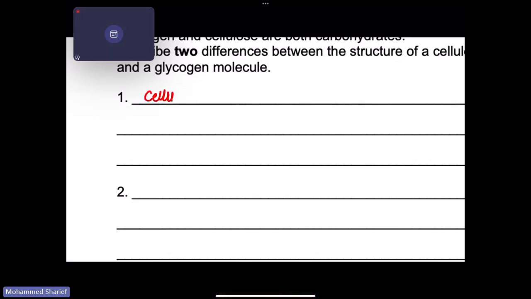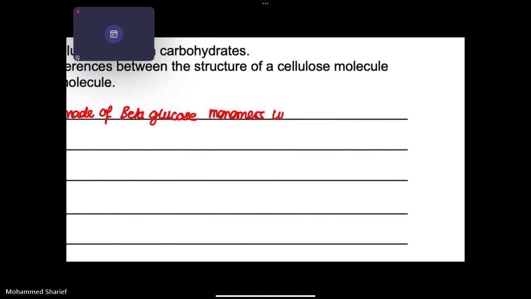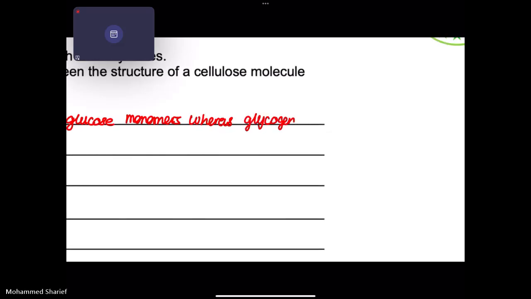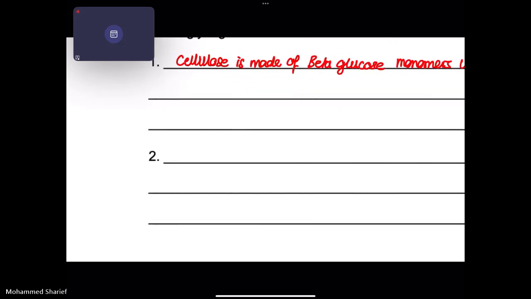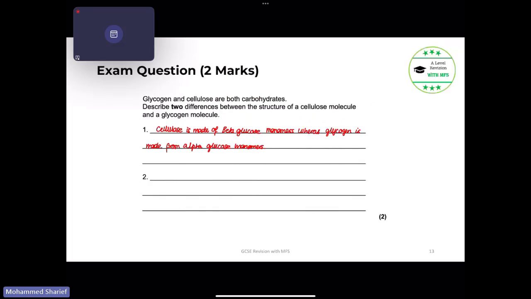Okay, so cellulose is made of beta glucose monomers, whereas glycogen is made from alpha glucose monomers.